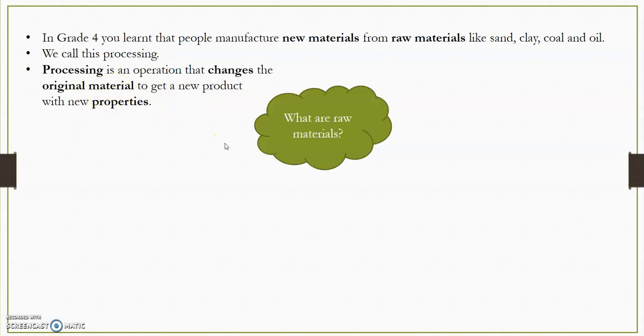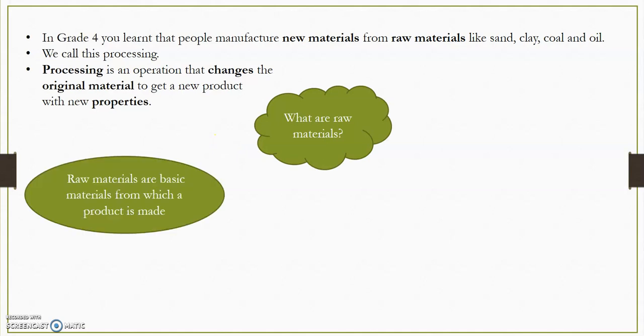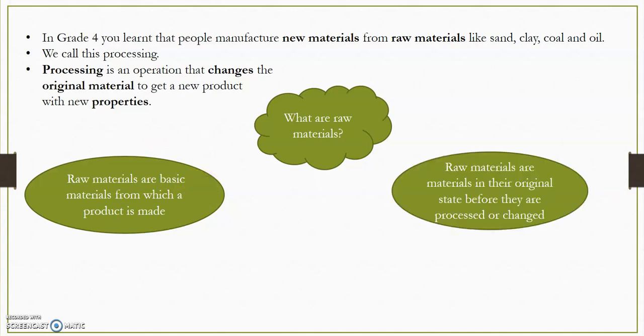What are raw materials? Raw materials are basic materials from which a product is made, or raw materials are materials in their original state before they are processed or changed. So there are two types of raw materials here. Some of them are in their original state. Nothing has been done to them. You extract them, for example, from the ground, and you haven't done anything to them. We call those raw materials.